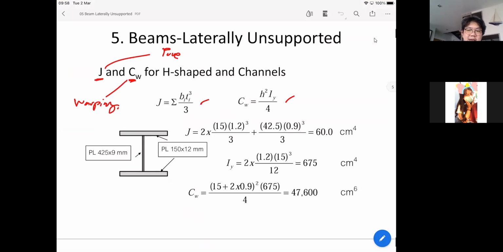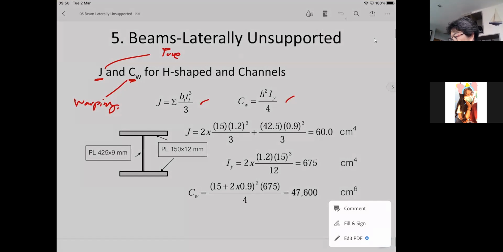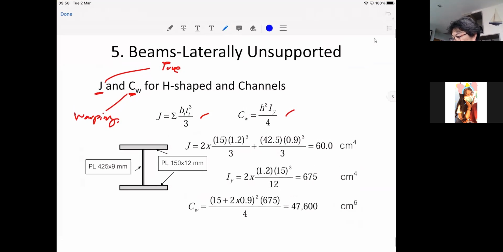If you need to calculate J for the build-up section, for example, it's this formula. Keep in mind that B is always the width or the length of the plate, and T is always the thickness. So in this case, we have two plates for the flange. The 15 is the width, and 1.2 is T, and it's cubed. And for the web, you see 42.5 centimeters is the B term, and 0.9 is the T term. Okay, so it's that simple.